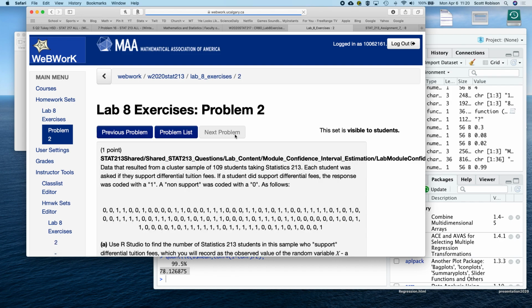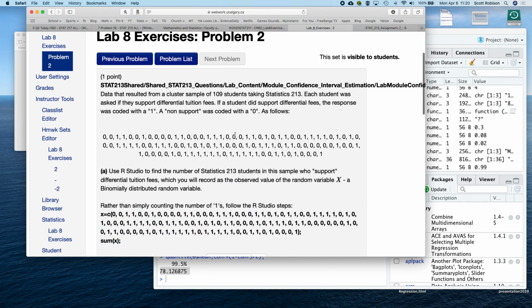So let's go on to lab exercise 2, where we are still trying to make confidence intervals, but instead of having numeric data, we actually have categorical data. So here, this is just yes or no, or binary. So instead of having an answer be in the form of a number, the question is actually answered with a yes or a no.